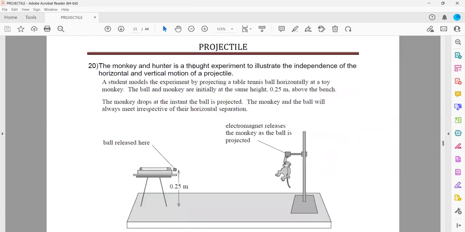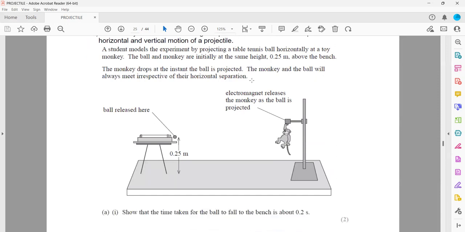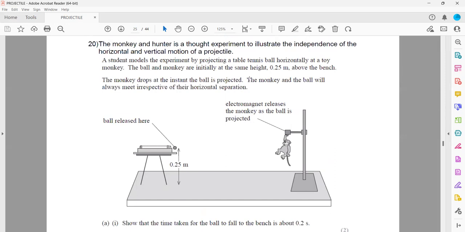Question 20, the monkey and the hunter, is a thought experiment to illustrate the independence of horizontal and vertical motion. This is an experiment which shows the horizontal and the vertical motion are independent of each other. Like this ball which is launched horizontally initially, the horizontal speed does not affect the time it will take to hit the ground. So we have to show that it's independent.